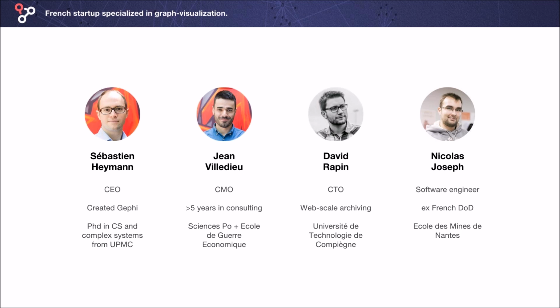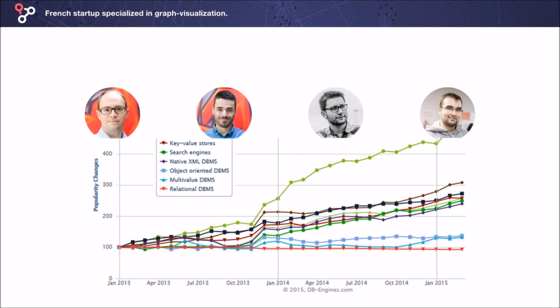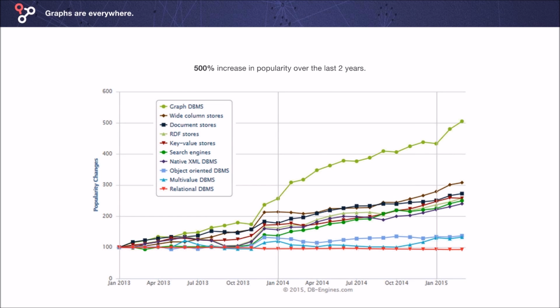So first of all, what is Linkurious? We are a French startup specialized in graph visualization. We are 2 years and a half old, and we work with customers like eBay, Cisco, or the French Ministry of Finances.